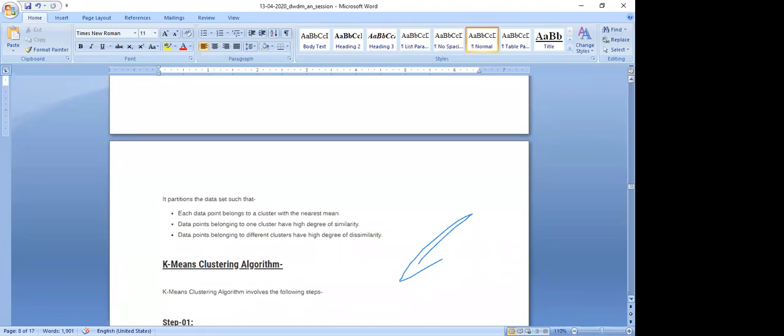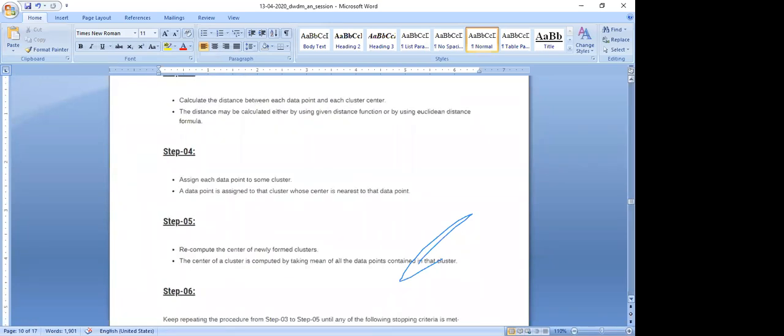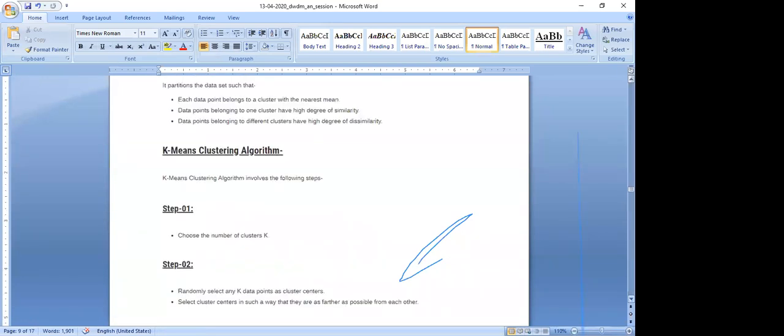For this k-means clustering algorithm, we need to follow some steps. Let us see them here. First, they have given an n-sized data set. In that data set, we have to choose the number of clusters first. They have given a complete data set, and in that I am choosing 3 clusters. That means the number of clusters is 3. That is the first point to keep in mind.